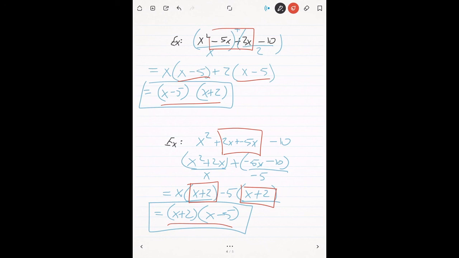Hopefully this technique of grouping is making sense to you. We're starting to get a little more abstract in our techniques, but that's okay.